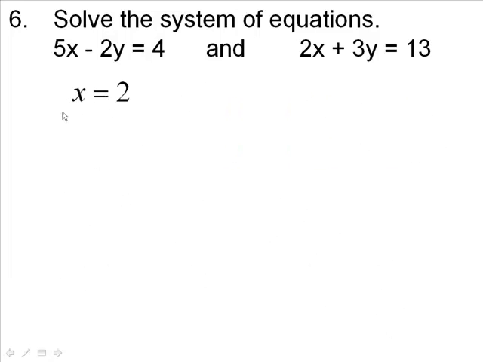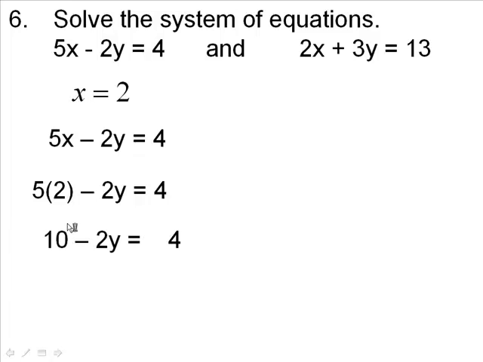Come back, let x be 2 in this first equation here. So we'll have 5 times 2 in my first equation, which will be 10. Okay, bring down the other numbers. Alright, then we'll subtract 10 from both sides of this equation. Minus 10 will bring down the negative 2y. 4 minus 10 is a negative 6. So we'll have negative 2y is negative 6.